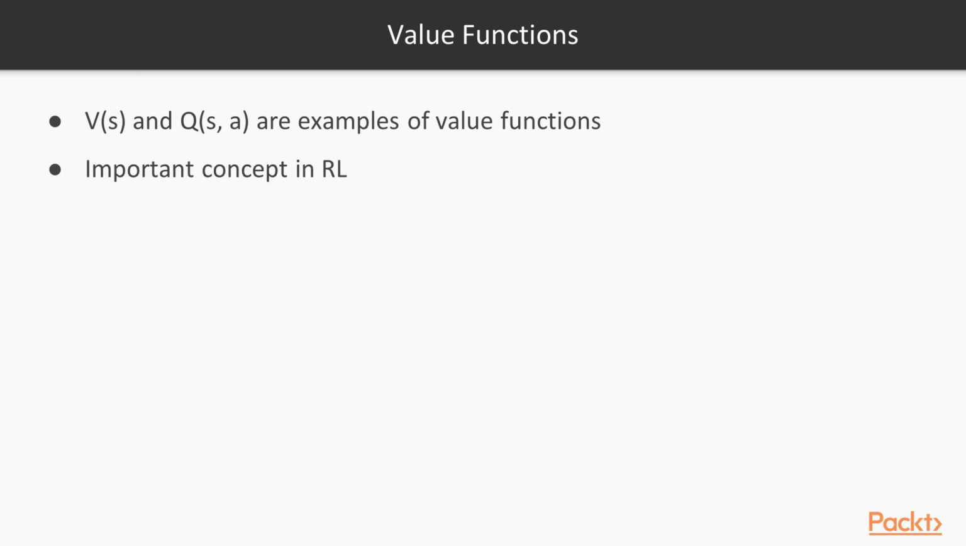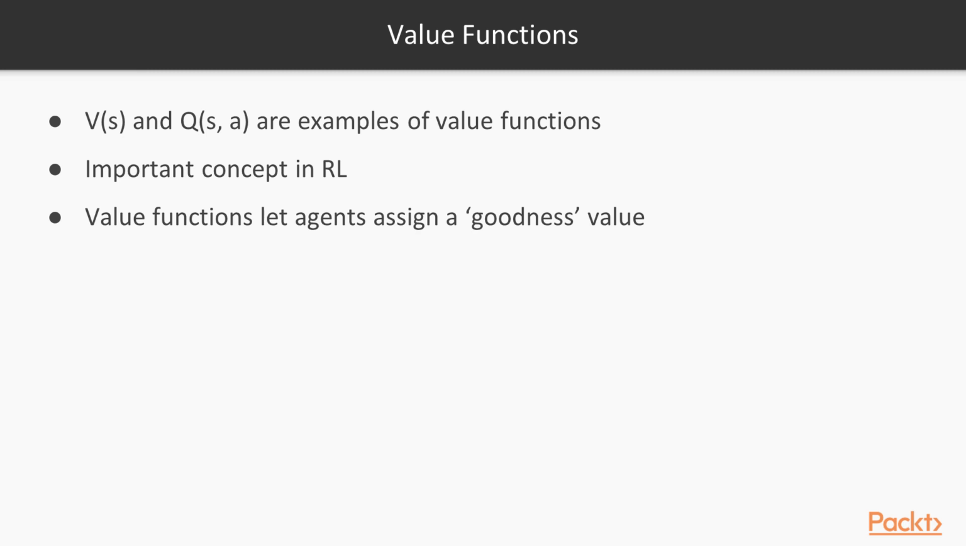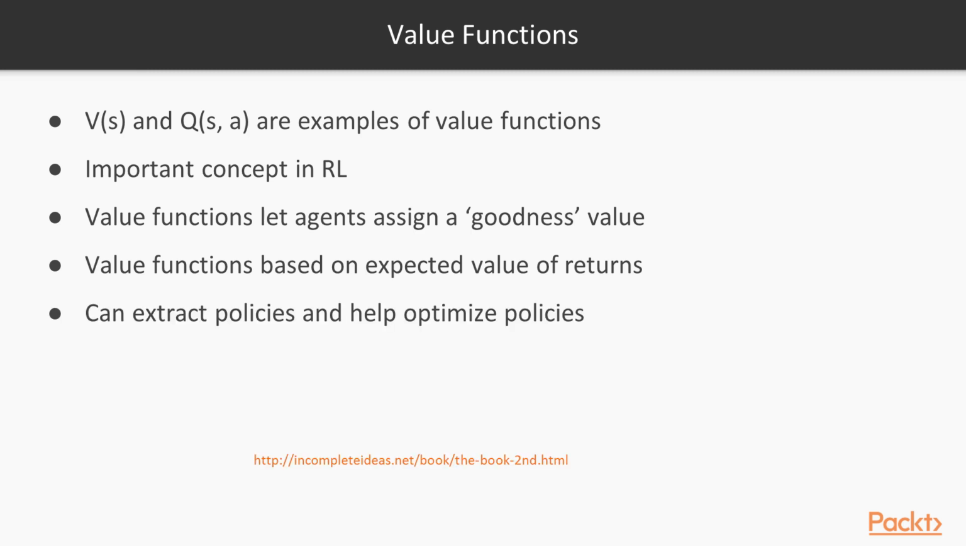Value functions are an important concept in RL. Value functions let agents assign a goodness value to states and state action combinations, which help agents determine which states to visit and actions to take. Value functions are based on the expected value of returns. We can extract policies from value functions, as we'll see in Section 3's Deep Q network videos, or use value functions to help optimize policies, like we'll do in Section 4.